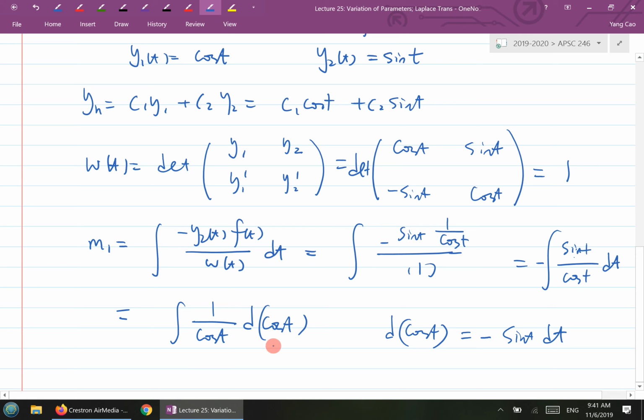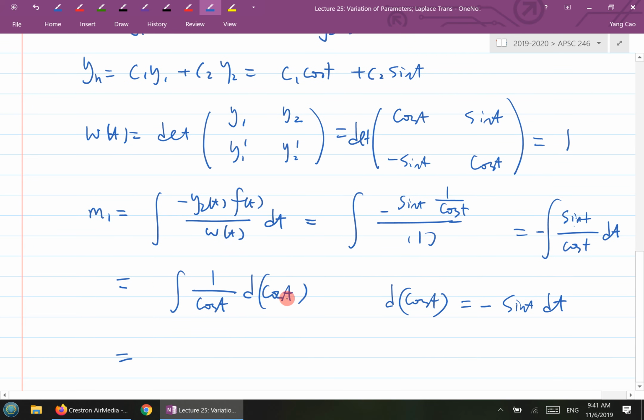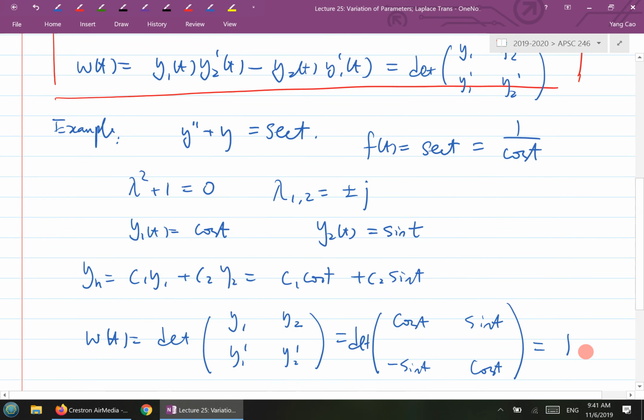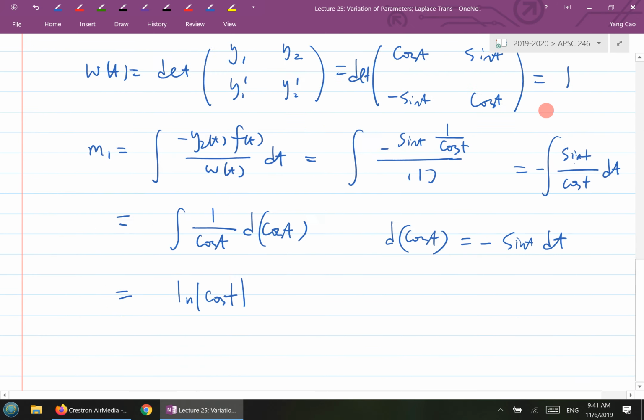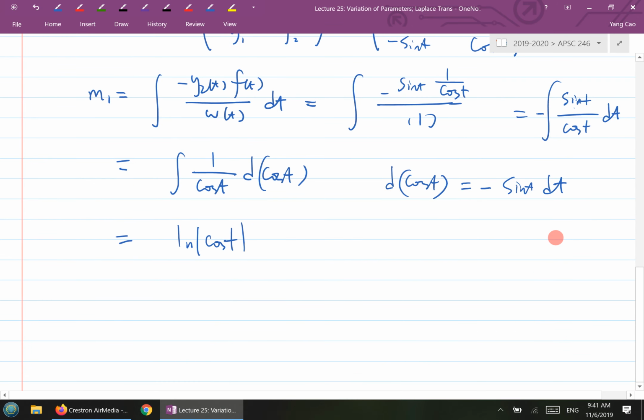This way I have cosine here, so it's like the integral of 1 over u du. So that's basically ln of the absolute value of cosine t. In this case, you don't need to add a constant, because we're going to multiply m1 back by y1. We just need a specific function of t. Is it okay so far? Okay, so you can calculate m2.